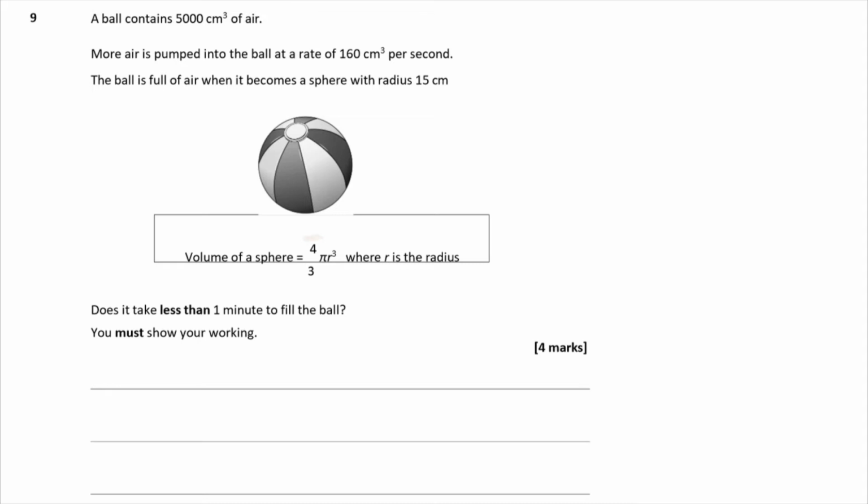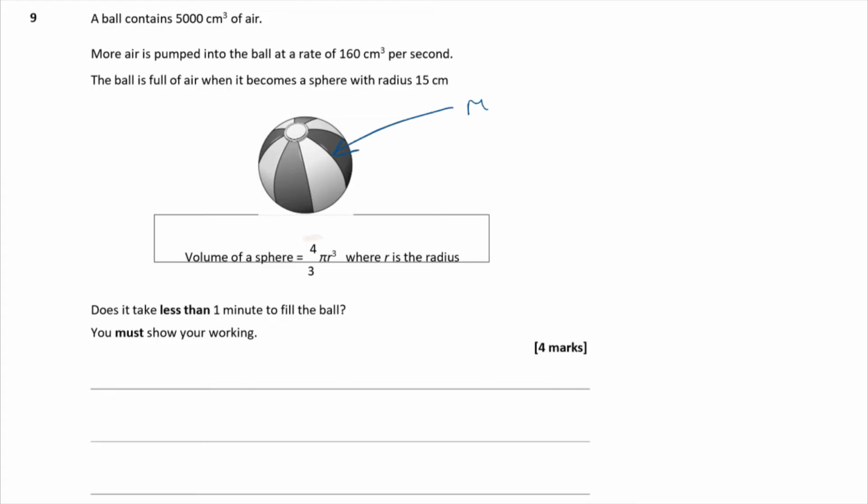Okay, so what we're going to have to do here is find the volume of air inside the ball when it's fully inflated. And we're going to then see how much extra air was put in. And then we can use that to work out how much time that took. And then we can see if that amount of time is less than a minute or not. And that's my kind of plan of action. Okay, so let's find the max volume of the ball then.